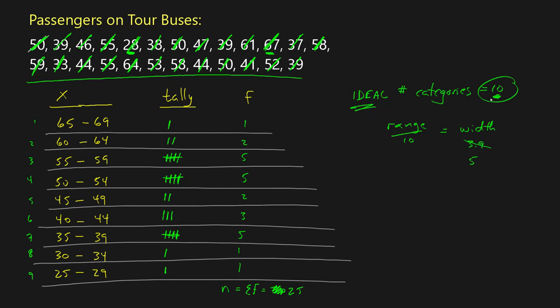So we did get close to our idealized value of 10. So don't worry too much about that. We did it in a way that made sense. We created categories that had widths of 5. Remember, you want to stick with widths that are nice and easy to work with. Things like 5, 10, 20, 50, 100, and so on. Something you can do the math in your head quickly with.